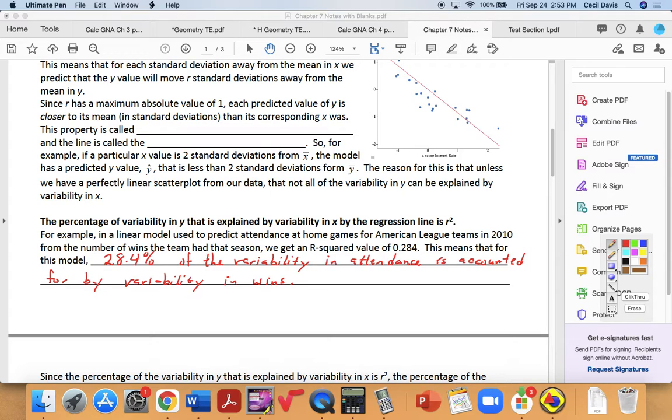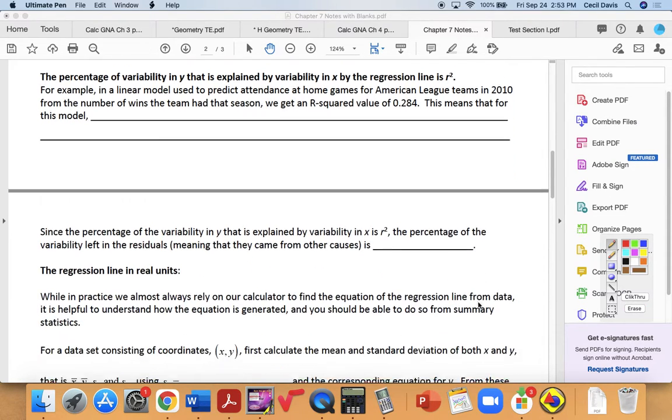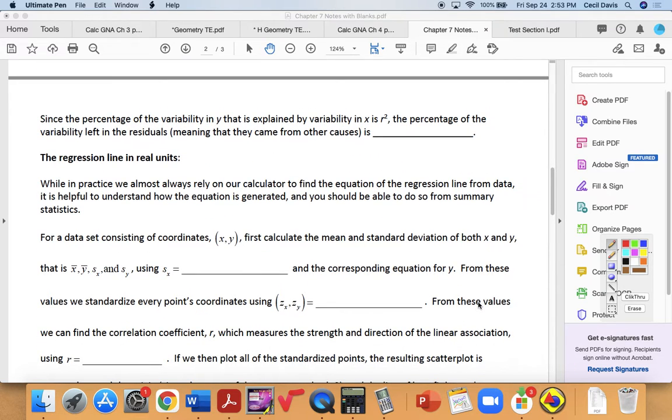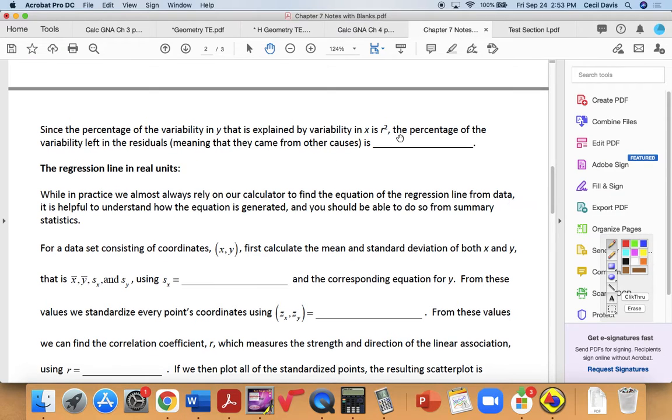Okay, page 2. So since the percentage of variability in y that's explained by variability in x is r squared, the percentage of variability left in the residuals is 1 minus r squared.